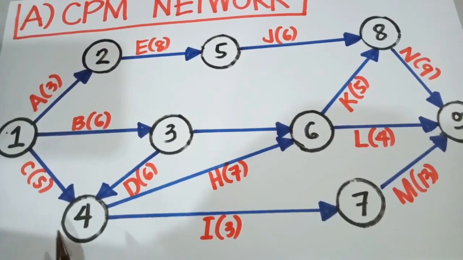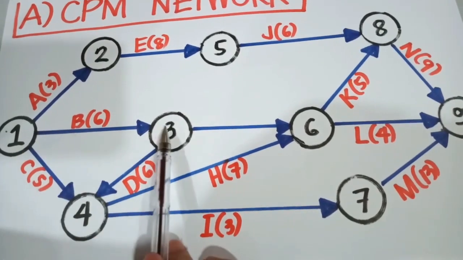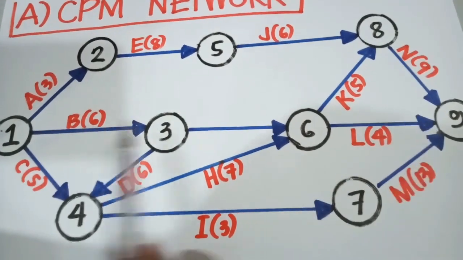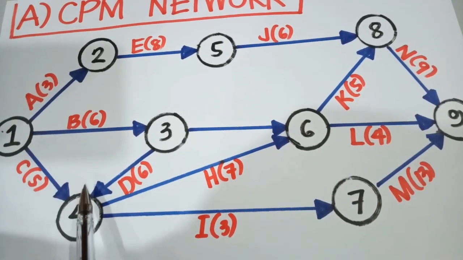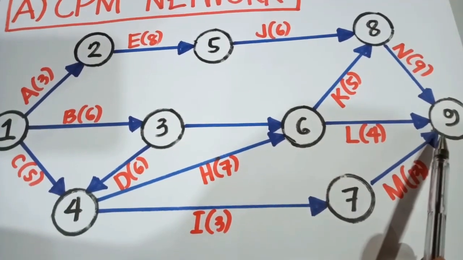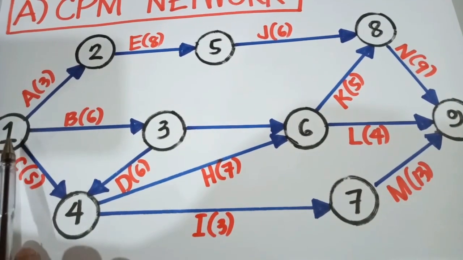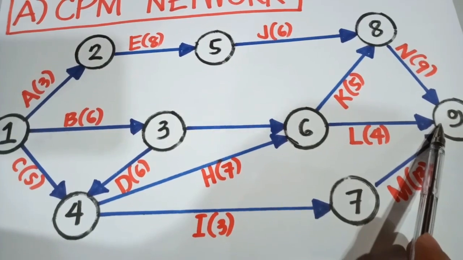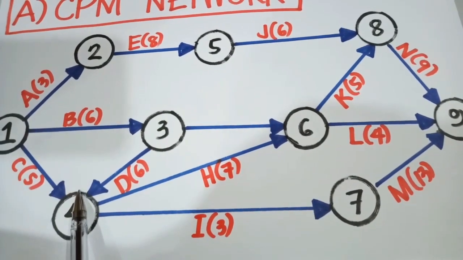Now in this case, we have 1, 3, 6, 9. Okay. We also have 1, 4, 7, 9. We also have 1, 4, 6, 9. We also have 1, 4.